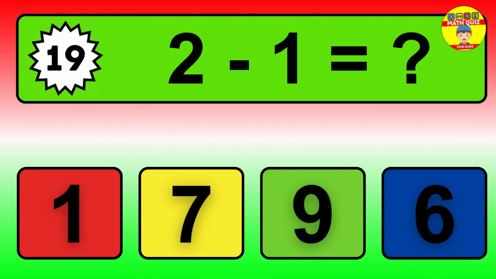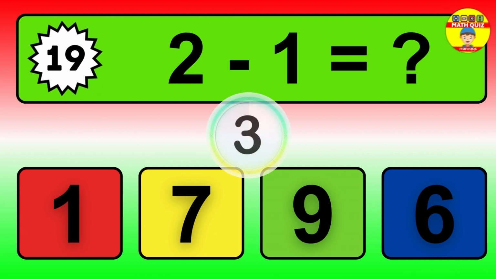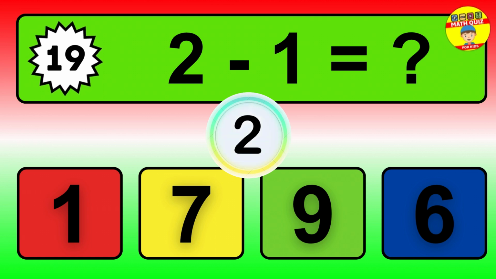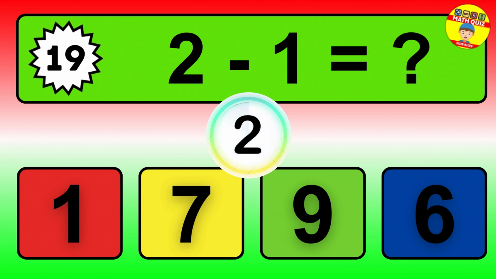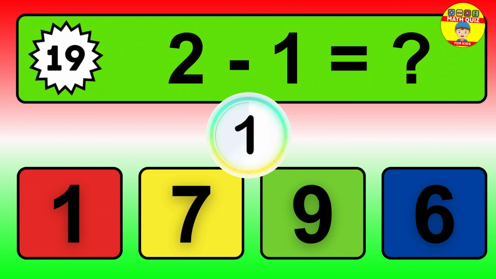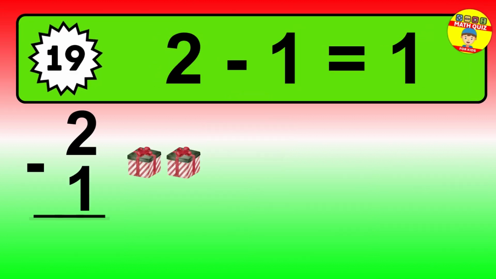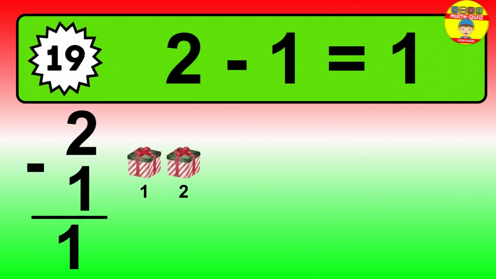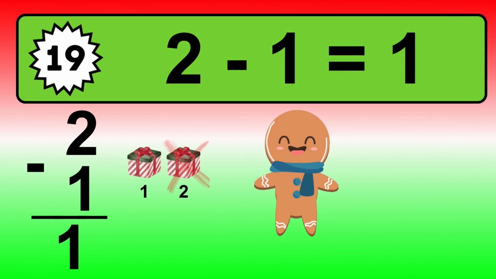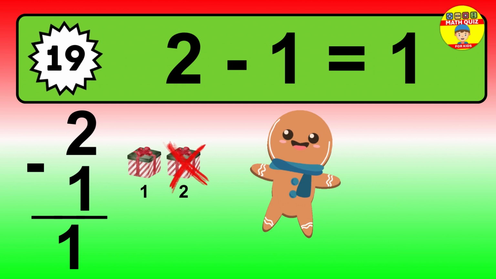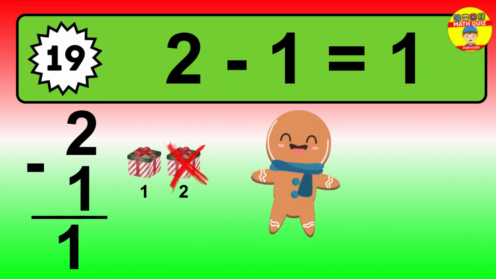Question 19. 2 minus 1 equals what? So the answer is 2 minus 1 is 1. Let's count it. 1.